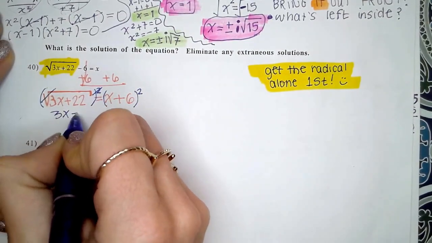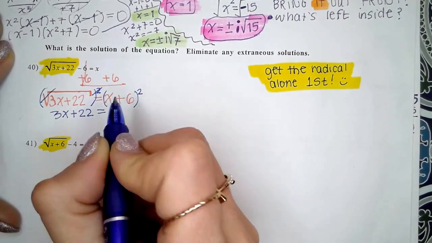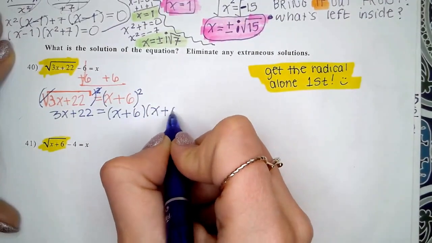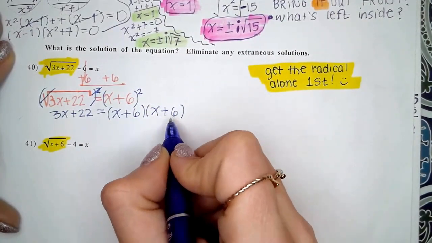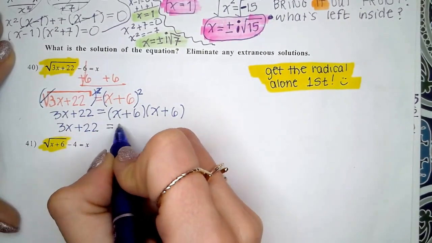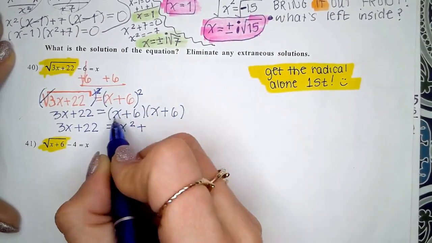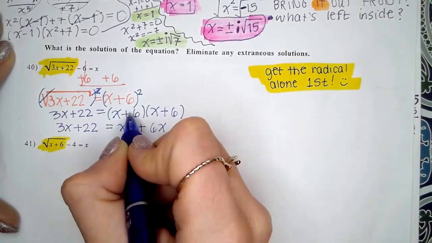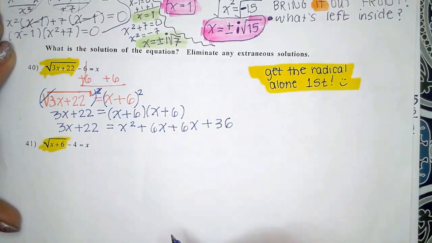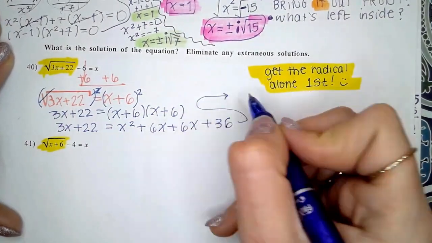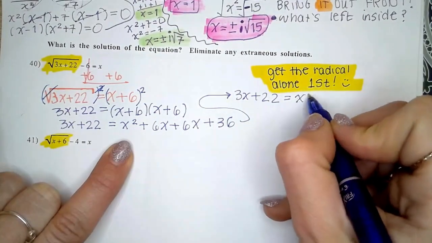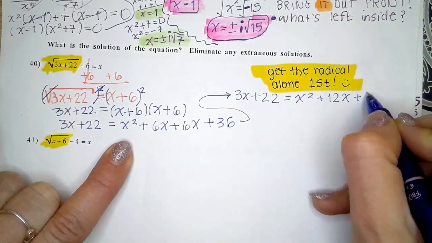We're left with this 3x plus 22. On the right, we've gone over this a bunch of times. When you have something squared, it means it's times itself. You have to write it twice. Super, super duper important. Now I'll FOIL that, or distribute really, because FOIL is just a mnemonic device. 3x plus 22 equals x squared plus, that's first times first, outer 6x, inner 6x, and last times last is 36. Just going to continue my work over here. 3x plus 22 equals, I can combine like terms, I get x squared plus 12x plus 36.